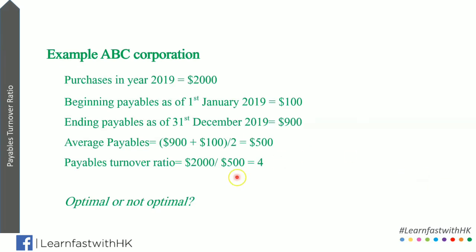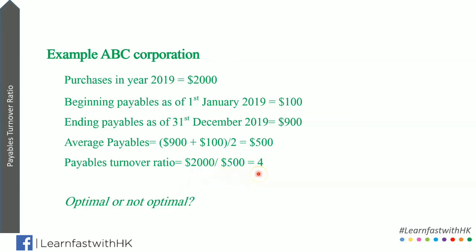Imagine that ABC Corporation reported purchases of $2,000 in the income statement in the year 2019. The beginning and ending payables in the balance sheet were reported as $100 and $900. So the average payables is $500, and you can see its calculation on the screen. If you plug everything into the formula, the payables turnover ratio comes out to be 4.